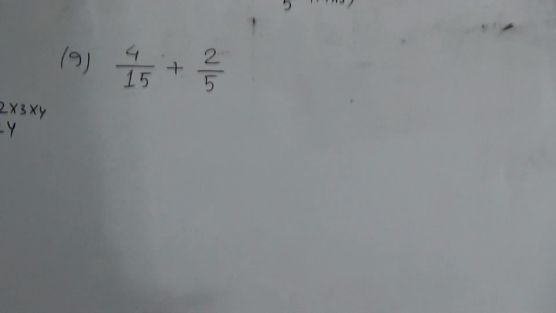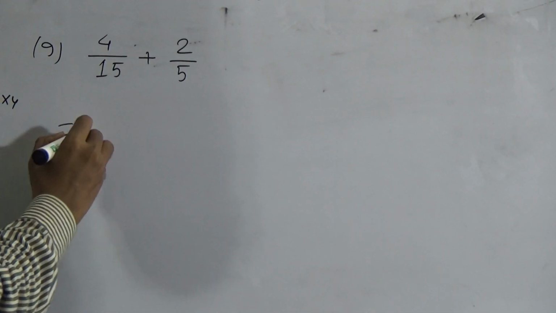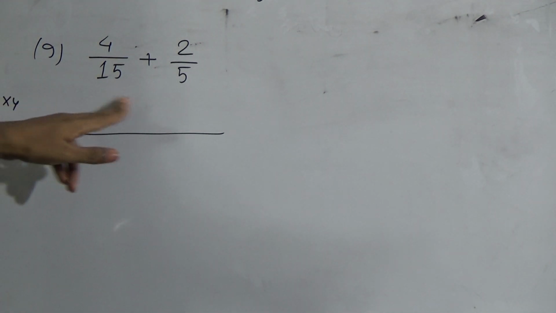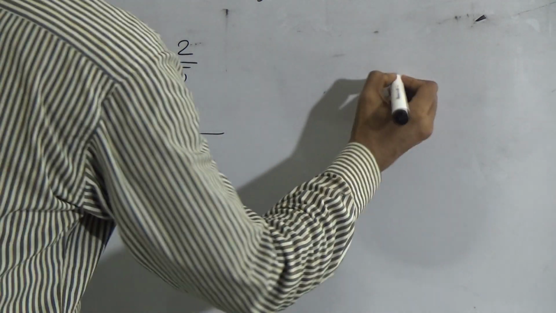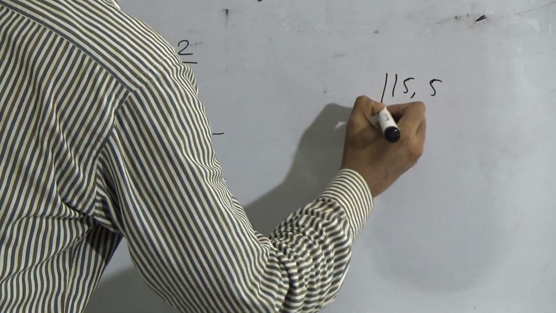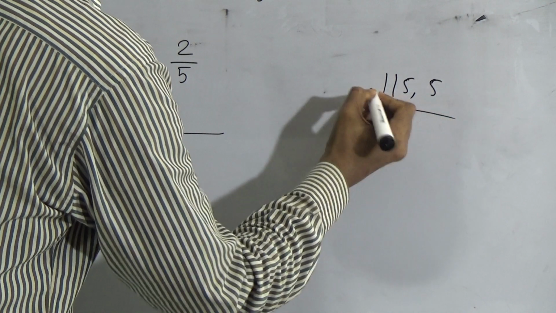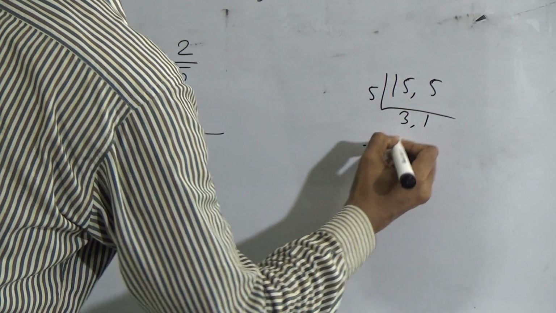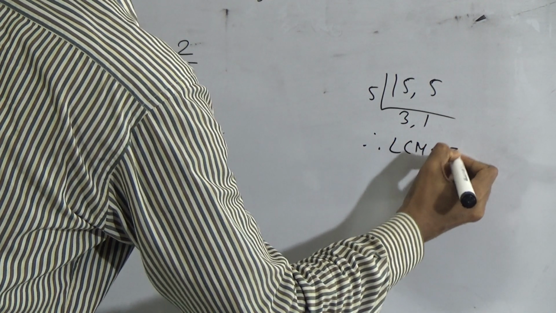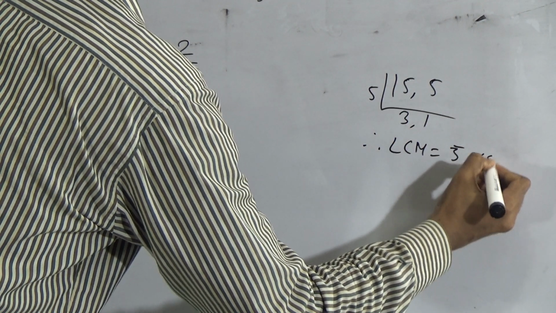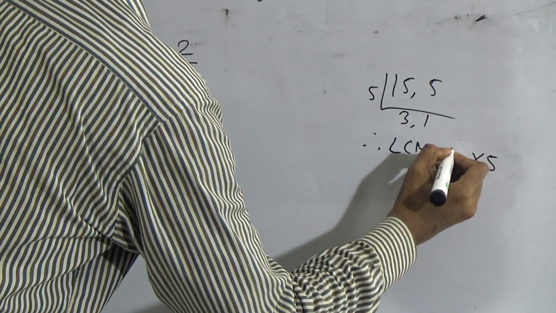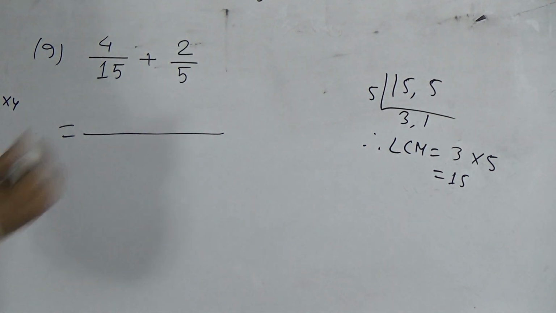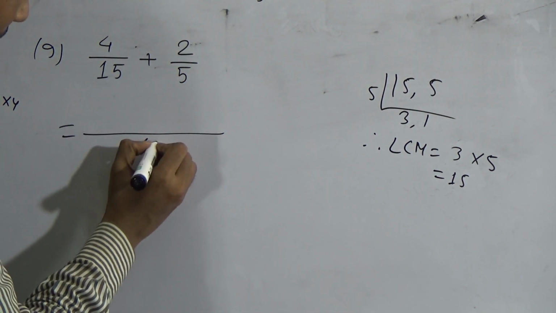Now, question number 9. You see, 15 and 5. Look, 15 and 5. Between 15 and 5, 5 is the common prime number. That means 3, then 1. That means LCM is what? 3 into 5. 3 into 5 equal to 15. Now the LCM is 15.